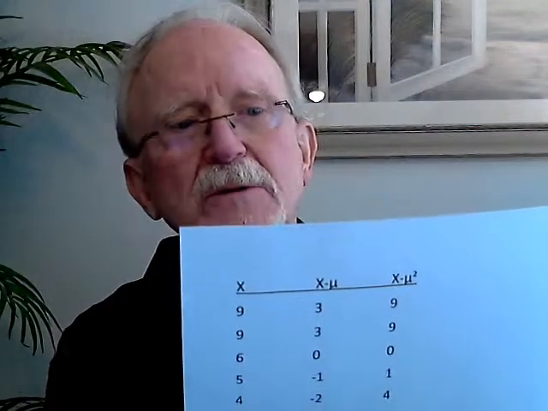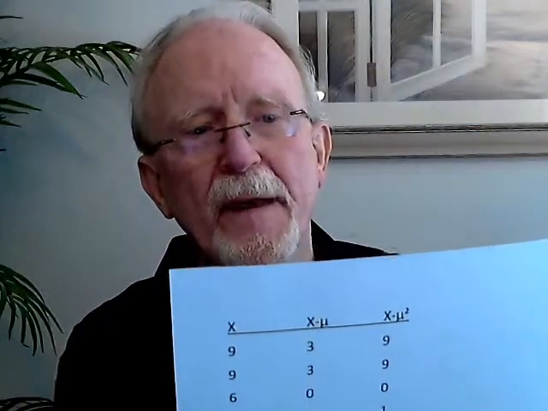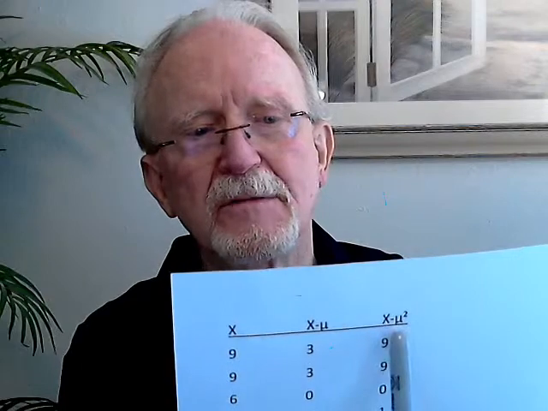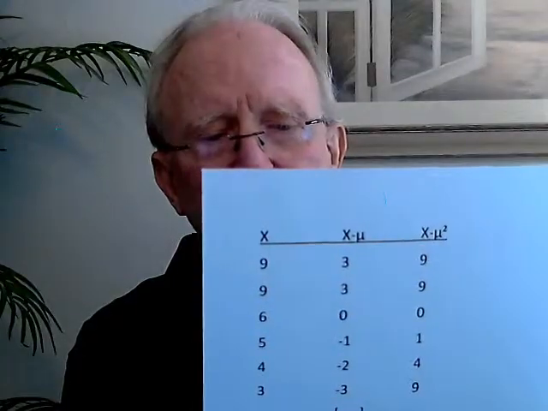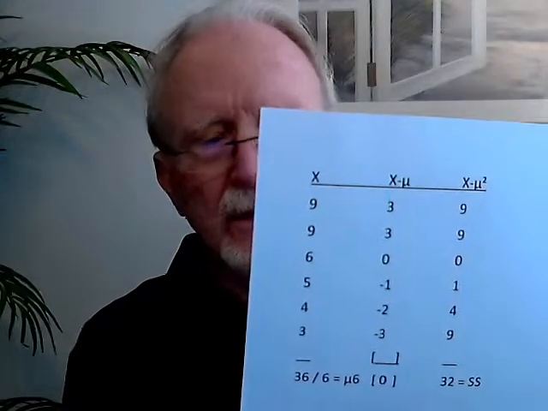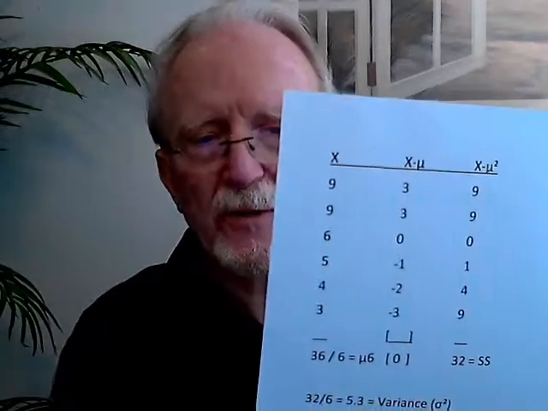Those are your squares. So this is the sum of squares. And then you're going to add them all up, and you get 32. And that's your sum of squares, 32.